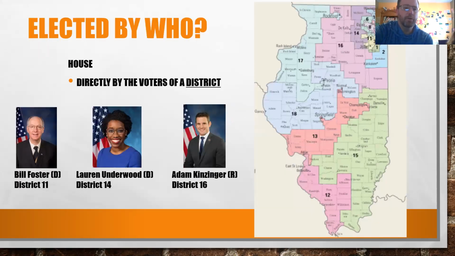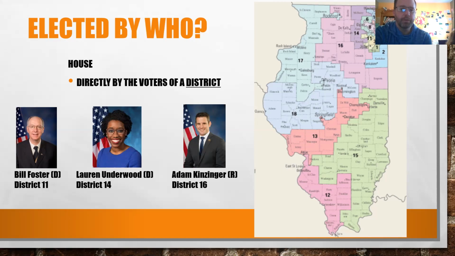All right, so when you go to vote, hopefully this year, like most of you guys will, you're going to see some of these names probably on your ballots. Depending on what street you live on, where your physical address of your house is, you're either going to have probably District 11, Bill Foster, or you're going to be in District 14 with Lauren Underwood. District 16 is where I live out here in Shanahan, and my representative is Adam Kinzinger.